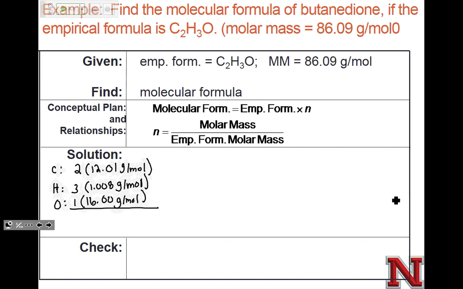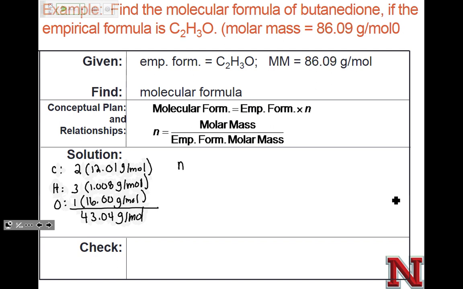When we add that together, we will get 43.04 grams per mole. So clearly, our empirical formula is not our molecular formula because they're not the same number. So we just need to figure out what multiplier we need to multiply our empirical formula by. It's pretty straightforward that it's 2, but just to be clear, let's plug this in.